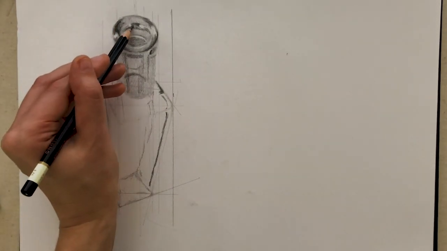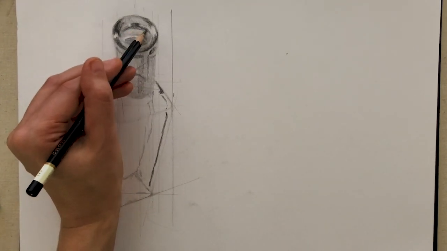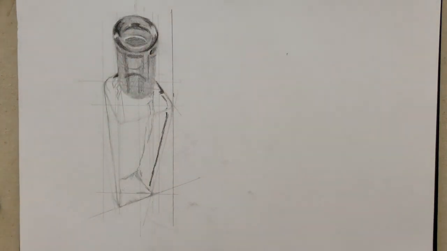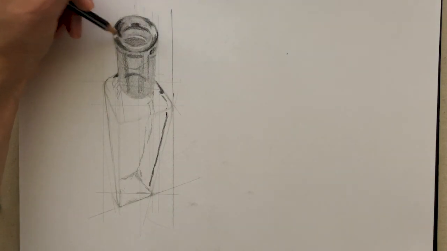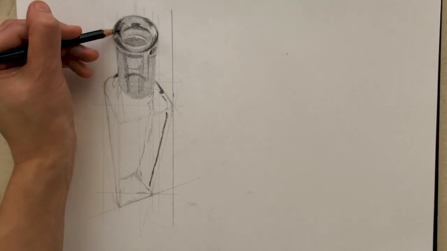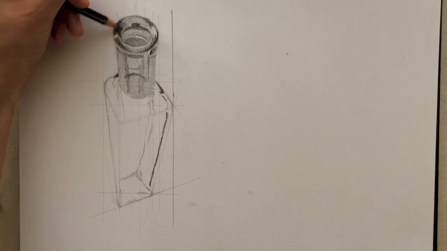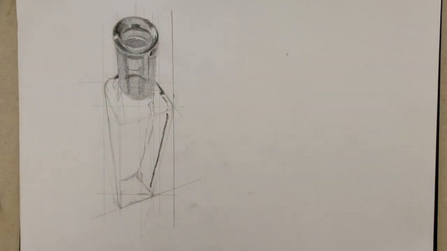I want this to be more round. And I want this to be more... So that's my bottle neck. I'll do the shading on the rest of the bottle and I'll show you as an example, but this is my foreshortened bottle, and have fun drawing your own this week.